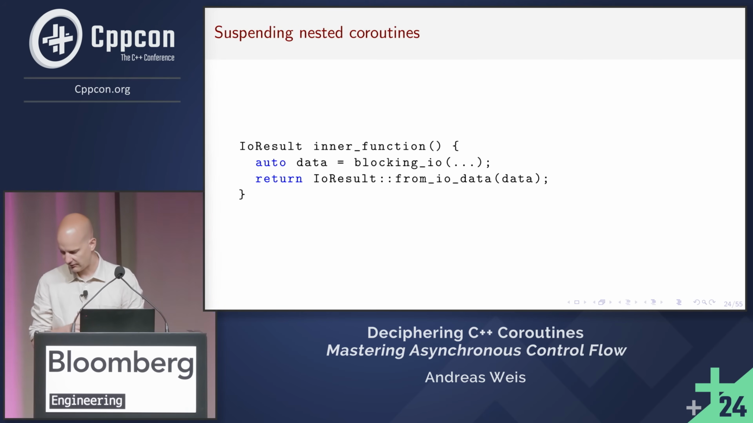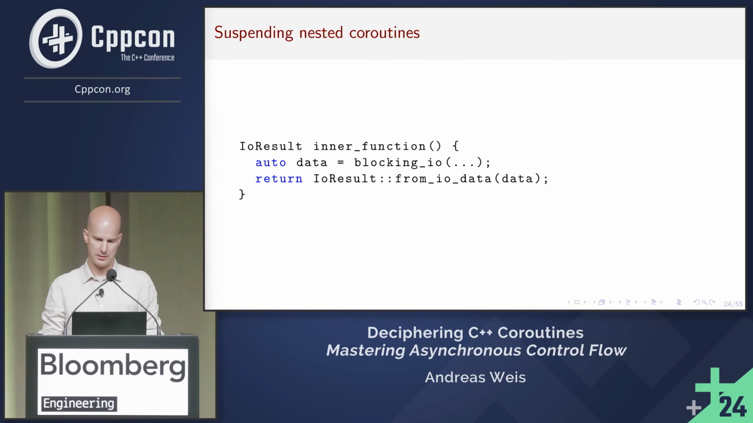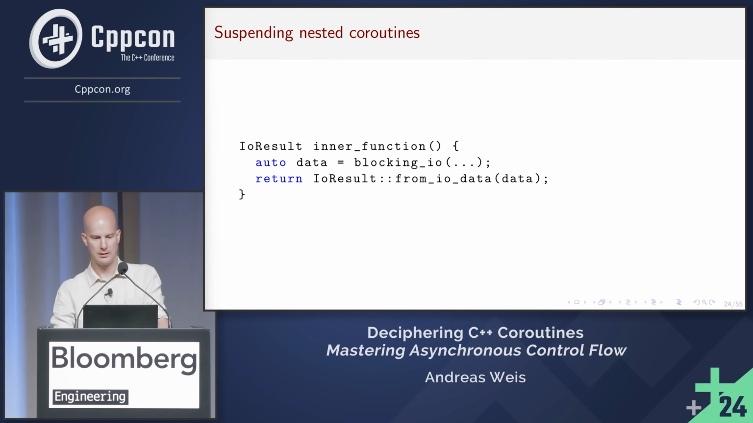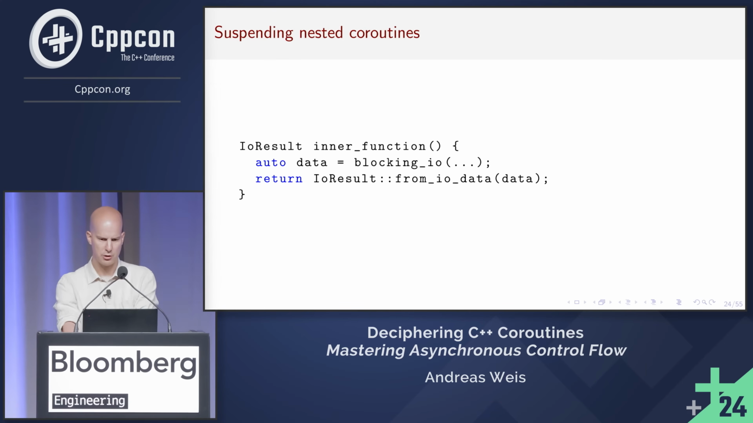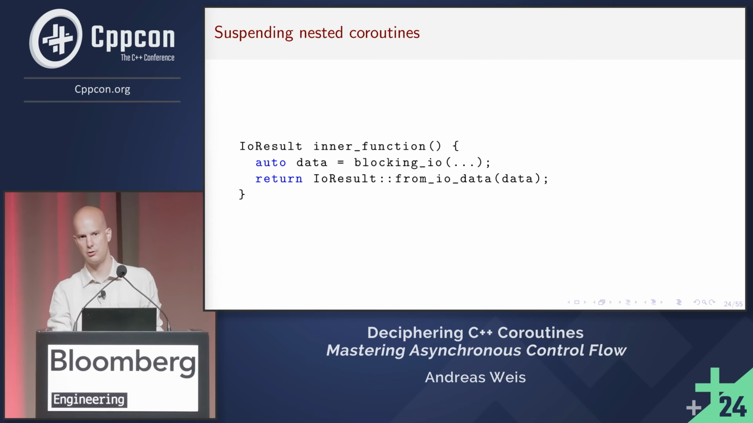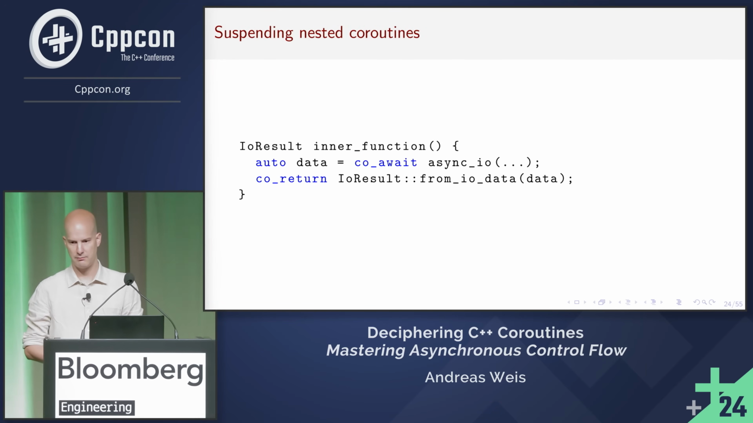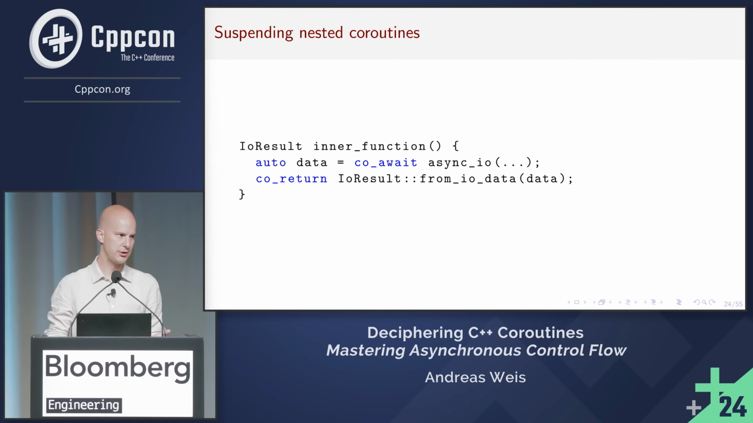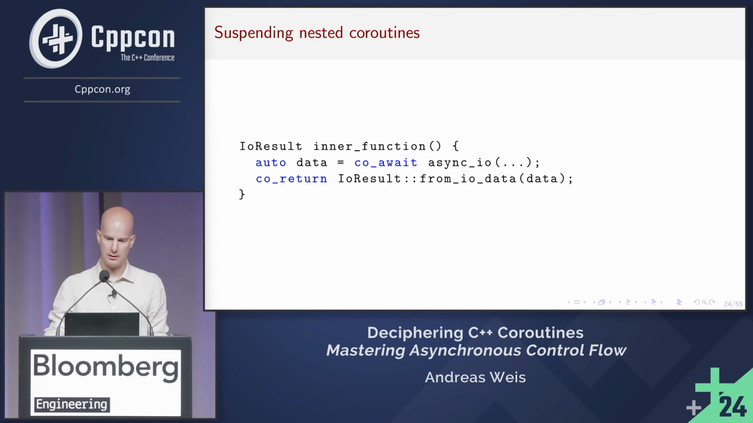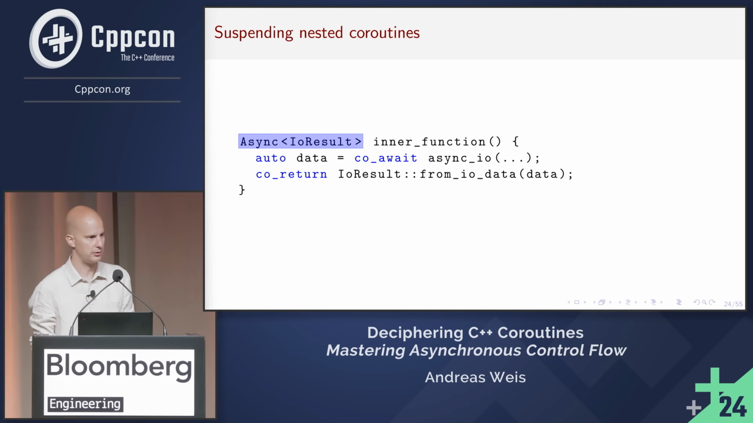So if you're coming from such a thread-based intuition, then the first idea that you might have is something like this. So we start with a blocking I/O function. The first thing that we need to do is turn this into a coroutine, right? Otherwise, we can't suspend anything here. So we turn the blocking operation into an asynchronous operation, and we make the asynchronous operation return something that we can co-await on. Since this is now a coroutine, that also means that my return type now becomes a coroutine return type.